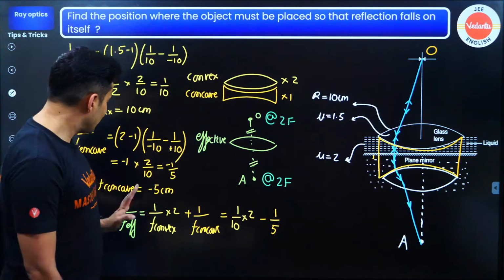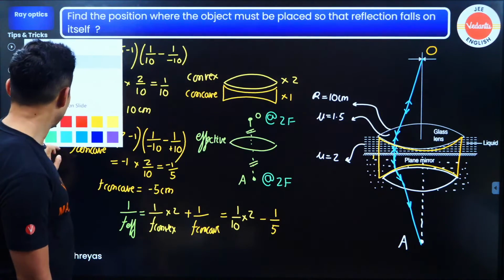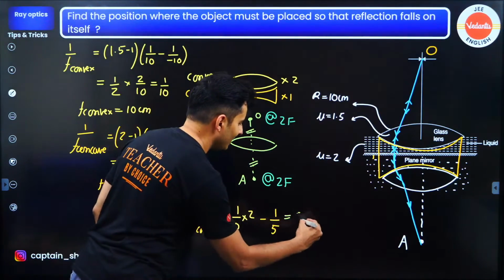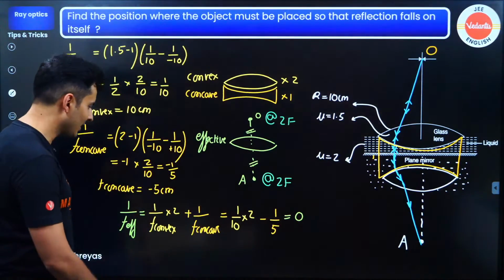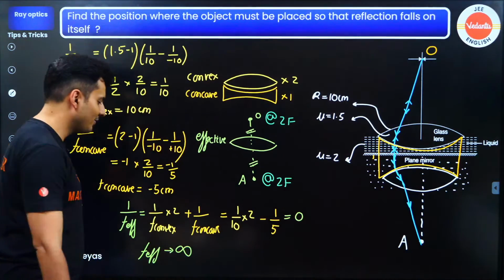Oh, coincidentally, the answer is coming out to be 0, guys. Coincidentally, the answer is going to come out to be 0, a big fat 0. So what does this mean? The focal length is basically tending towards infinity.